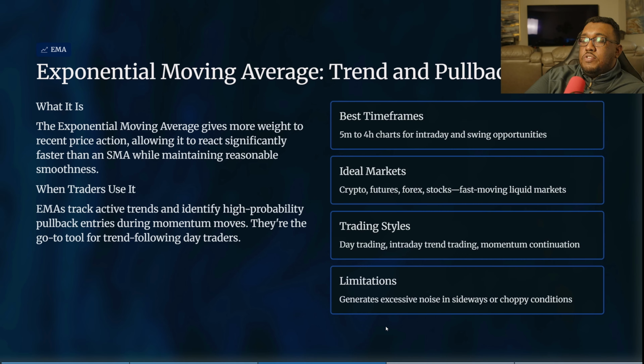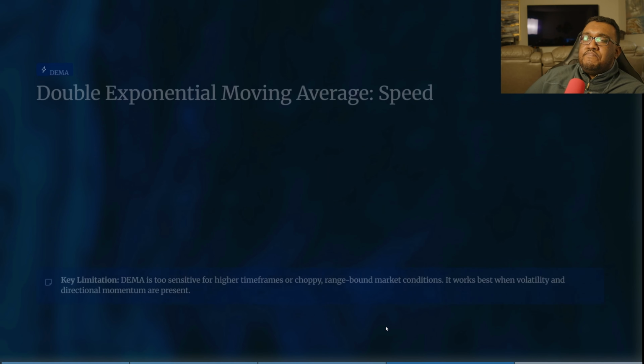For your trading styles, you're going to be looking at day trading, intraday trend trading, and momentum continuation. Similar, but you're going to be adding a little more day trading in there, less swing trading. And then the limitations: generates excessive noise in sideways or choppy conditions. So you want to see that the chart you're looking at has a clear trend going up or down. You just don't want it to be sideways in a box, because that's where this thing usually will start to fail you, and you'll have a little bit of lost money, lost income there, right?